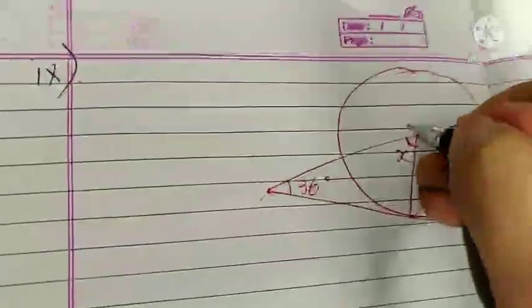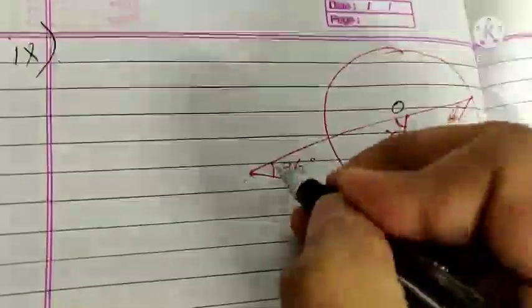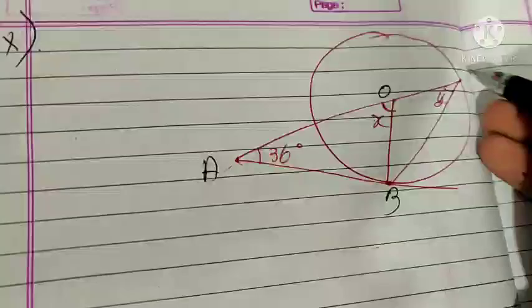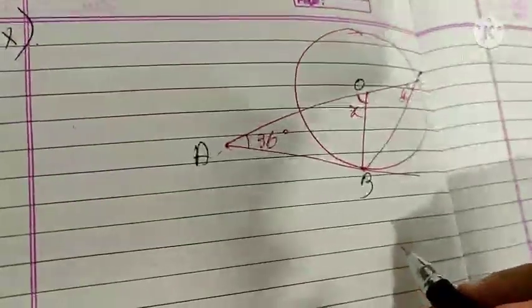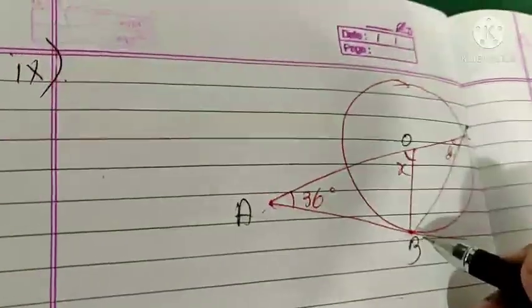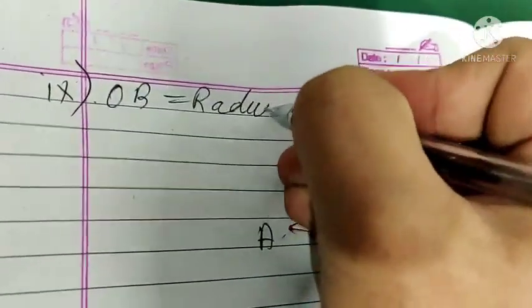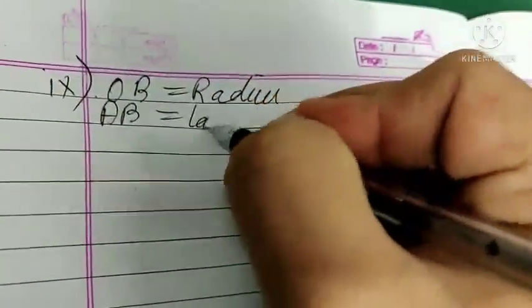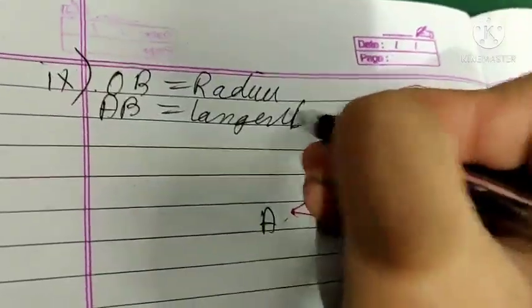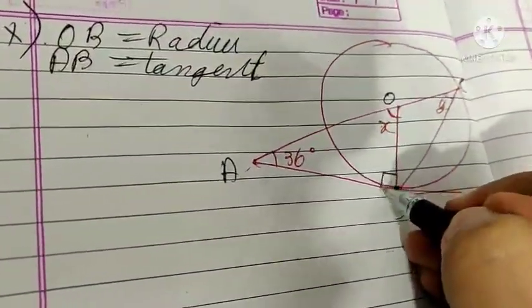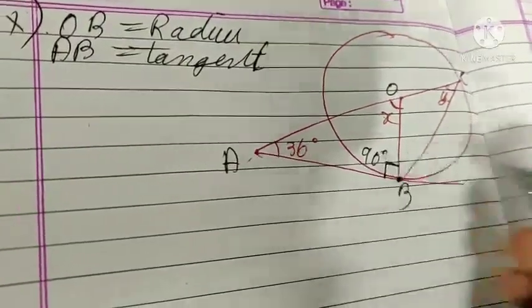So this is our next question here. This is center O. This is given 36 degrees and we have to find the value of X and Y. We will first name it A, B, C. Okay, we have named the figure. So now if we see that OB is radius and AB is tangent and they meet at the same point B. So the angle formed between radius and tangent is 90 degrees.